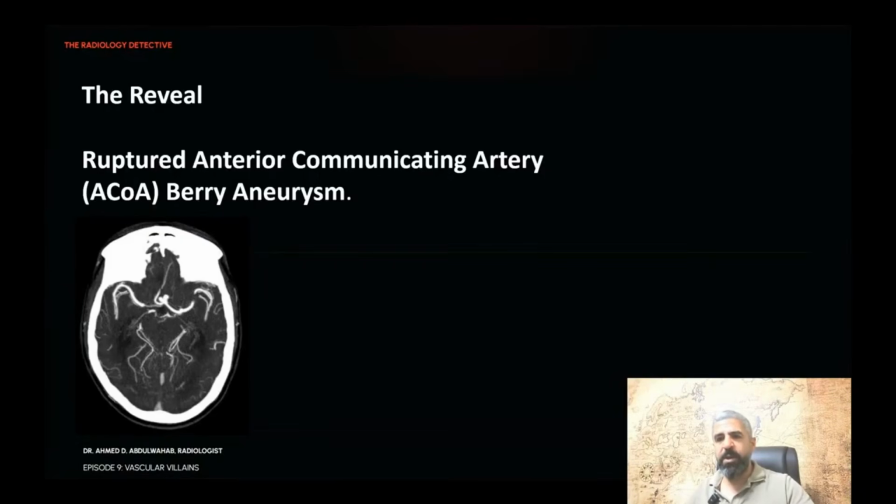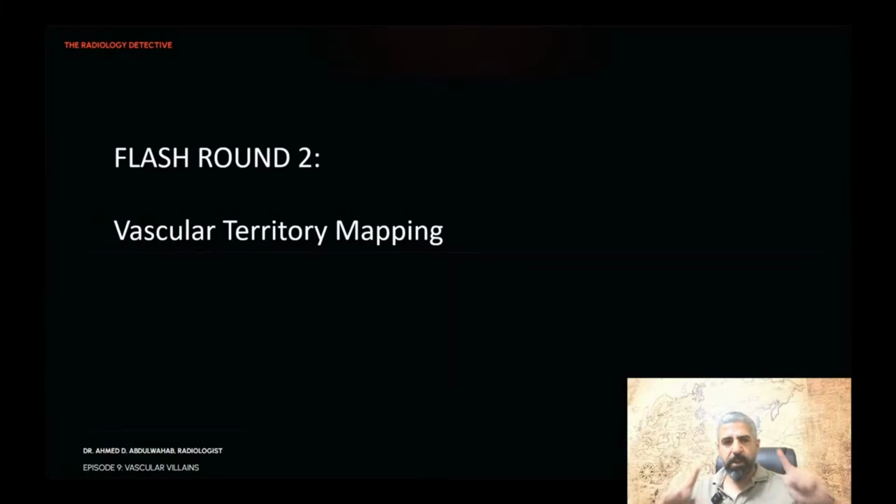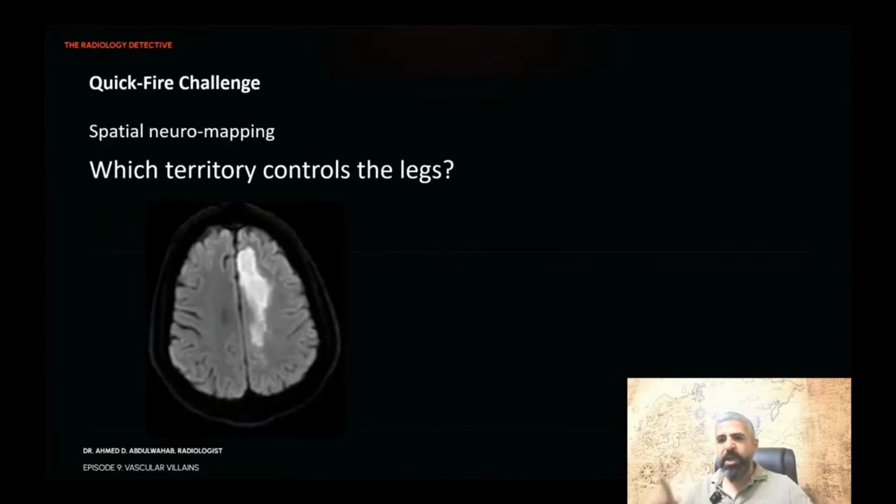It's called the vascular territory mapping. Quick fire. Question 1. Which territory controls the legs? Is it ACA, anterior cerebral artery, middle cerebral artery, or posterior cerebral artery territories? Which territory controls the legs? ACA, MCA, or PCA? And of course, the answer is anterior cerebral artery territory.